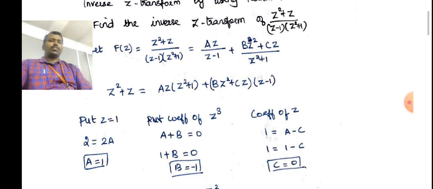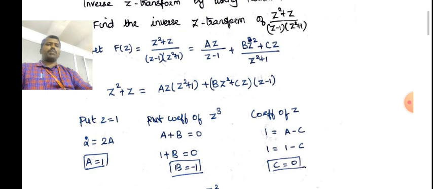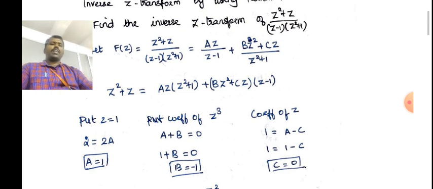Next we have to find the coefficient of z cube. a plus b equal to 0. On the left hand side there is no z cube; only z squared and z are there. Therefore the coefficient is 0 on the left hand side. On the right hand side, z into (z squared plus 1) gives a into z cube, and bz square into z gives b. So a plus b equal to 0. a equal to 1, substitute: 1 plus b equal to 0, therefore b equal to minus 1.